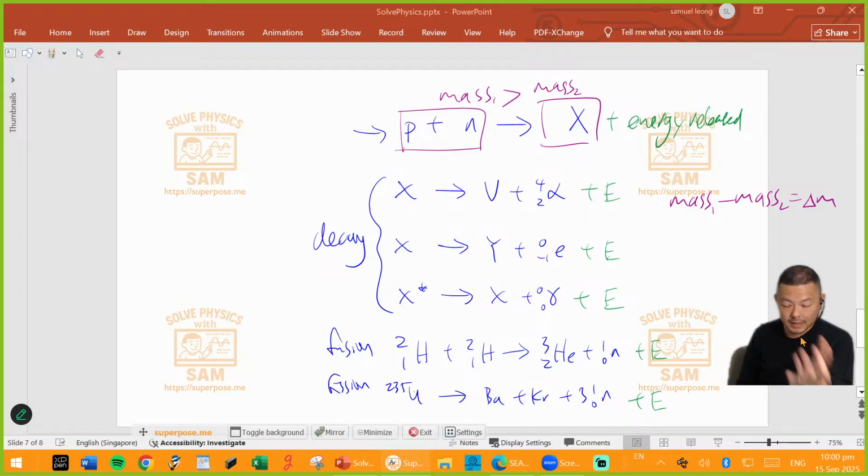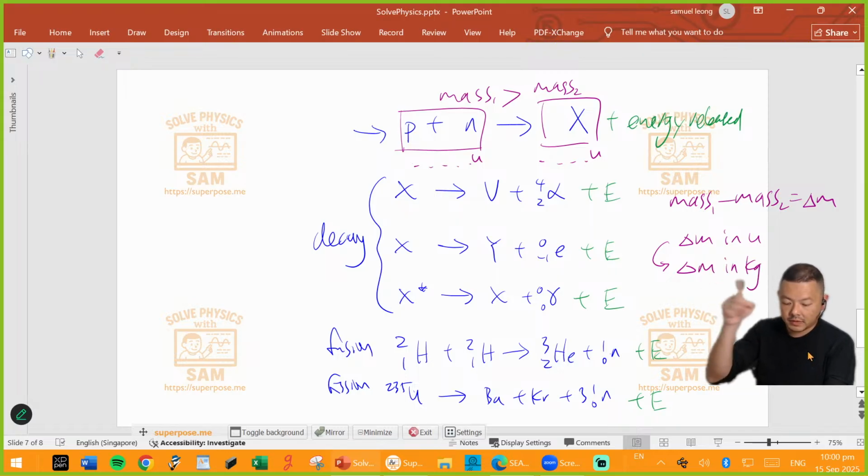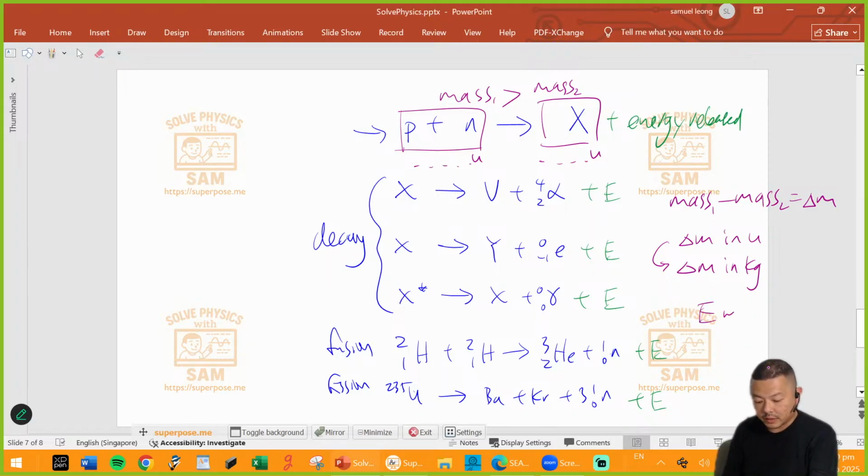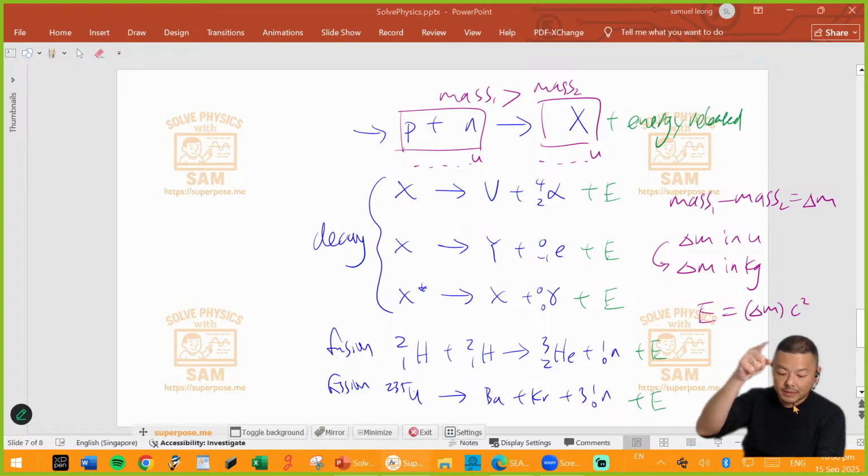So you take the total mass. Most of the time, they give you the mass in U, the atomic mass unit. If you have the mass defect in U, you need to convert it into mass defect in kg. Then you use E equals mc squared. When you use E equals mc squared, remember that technically it's E equals delta m c squared.